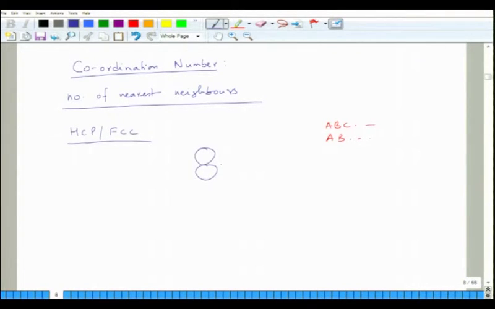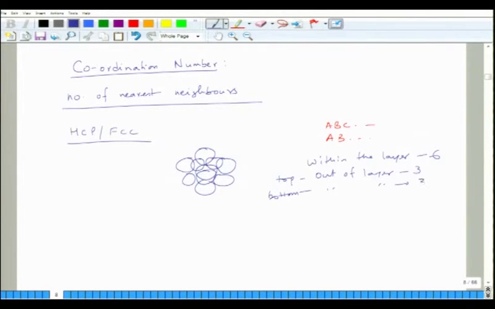So, this is let us say one layer. 1, 2, 3, 4, 5, 6. Within the layer it has 6 neighbors. And if it has a layer up or down, then it can have one atom here, one atom here and one atom somewhere here. How many will it have out of the layer? It will have 3 on top and 3 on bottom. So, how many nearest neighbors will it have? 12. Total of 12 nearest neighbors it will have.